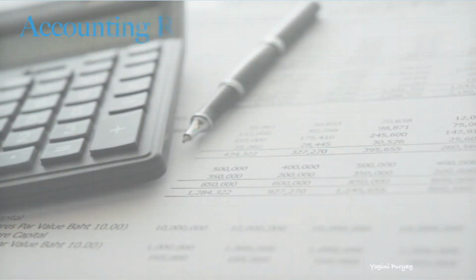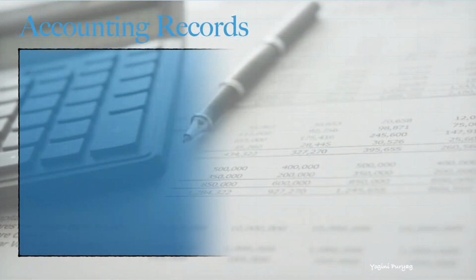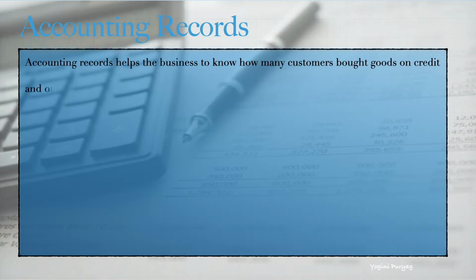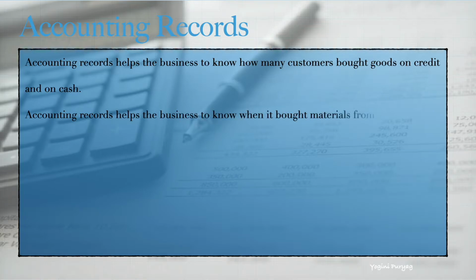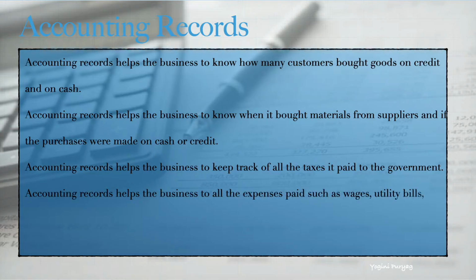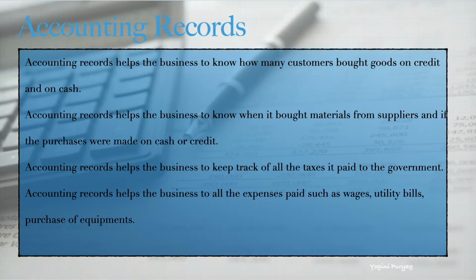Accounting records. Accounting records help the business to know how many customers bought goods on credit and on cash. Accounting records help the business to know when it bought materials from suppliers and if the purchases were made on cash or credit. Accounting records help the business to keep track of all the taxes it paid to the government. Accounting records help the business to track all the expenses paid such as wages, utility bills, and purchase of equipment.